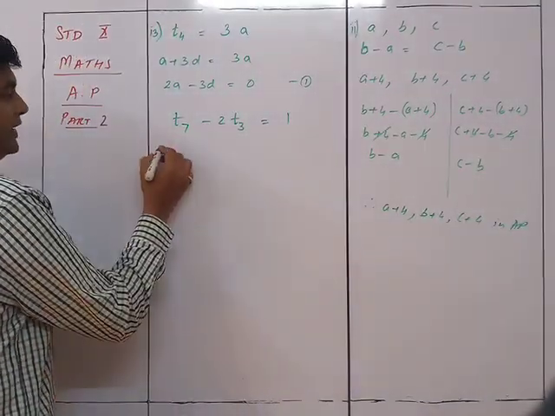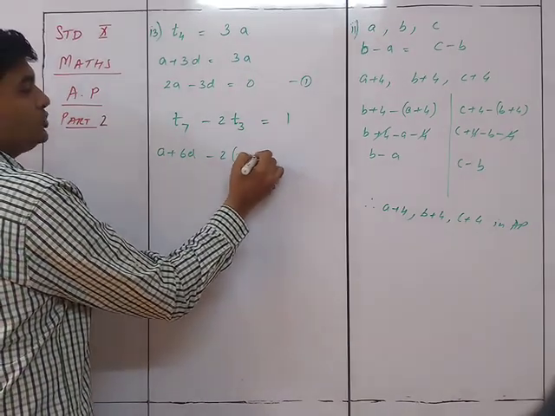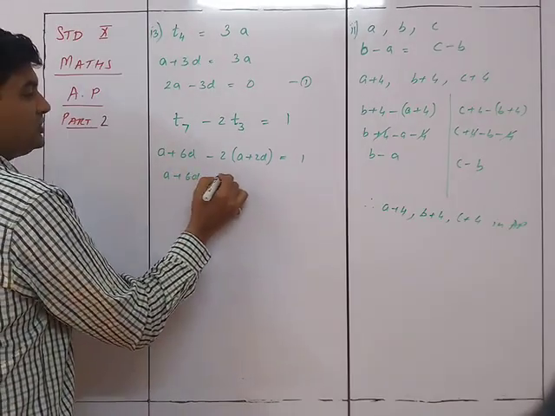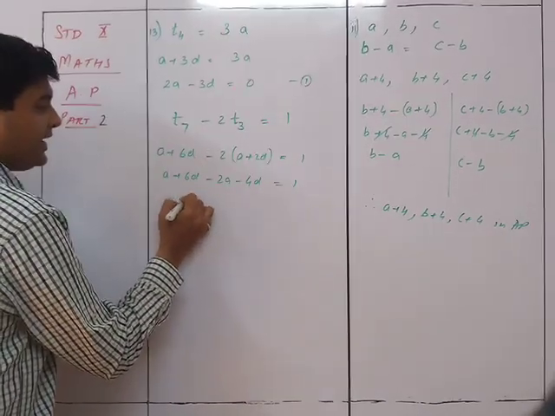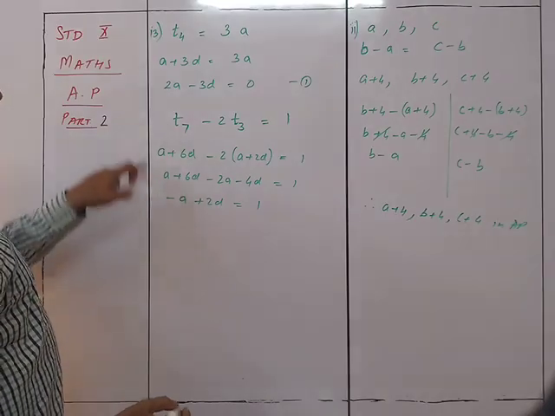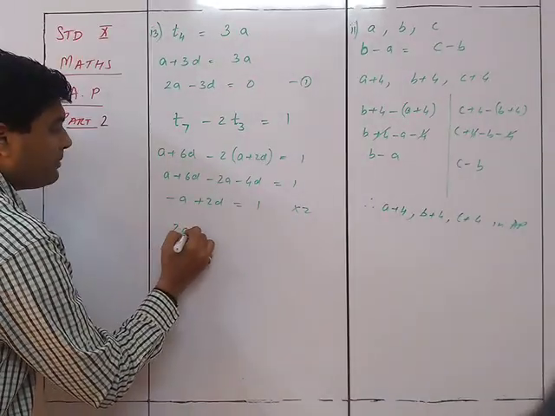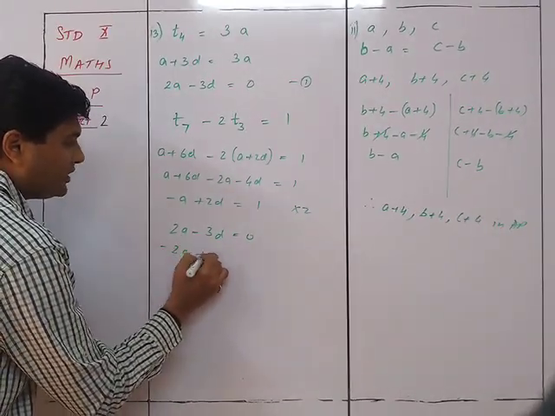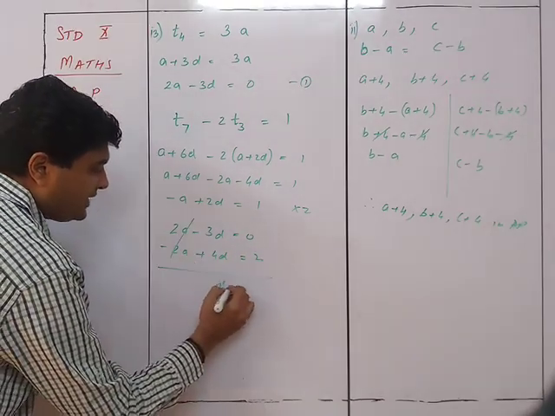So we see over here, this is A plus 6D minus 2 times (A plus 2D) is equal to 1. So A plus 6D minus 2A minus 4D is equal to 1. So that is minus A plus 2D is equal to 1. Solving these two, we multiply this by 2 to get 2A minus 3D is equal to 0 and minus 2A plus 4D is equal to 2. So this gets cancelled, and D is equal to 2.